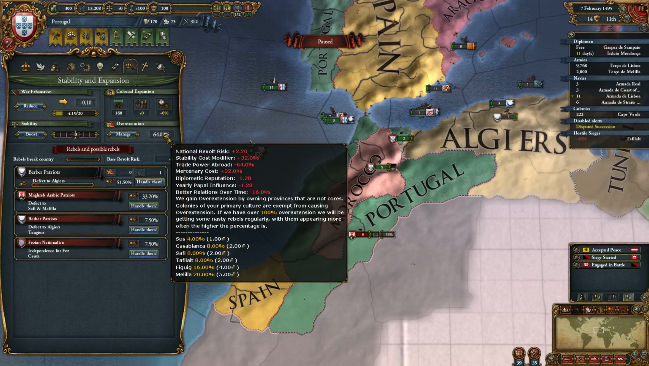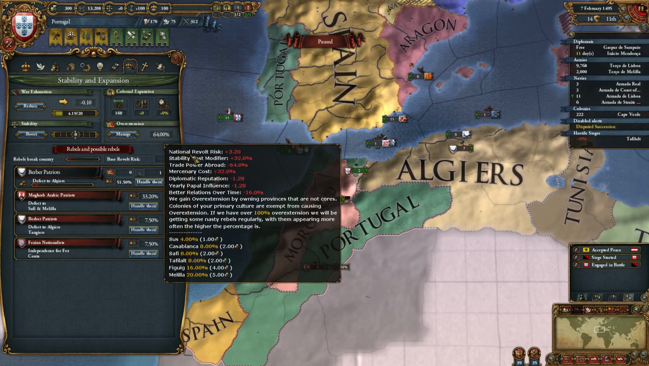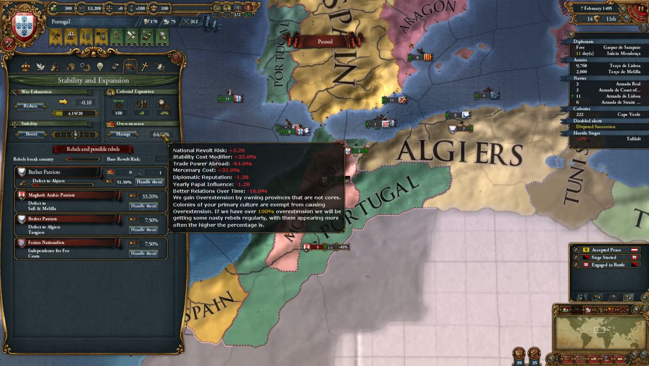There are some seriously bad rebel events that can happen if you go at 101% overextension or more. It gets even worse at 150% and 200%. So do not become an overly conquesty type person. You're going to have tons and tons of rebel events that will happen.